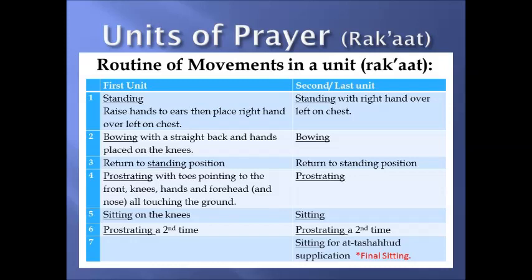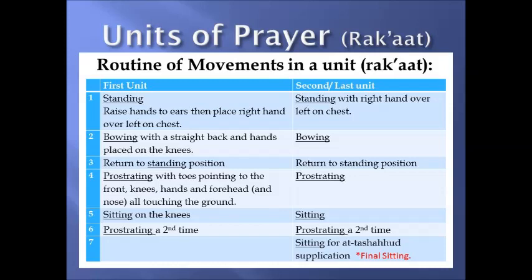In the first unit, you stand, raise your hands to your ears, then place your right hand over the left on your chest. Second, you bow with a straight back and hands placed on the knees. Third, you return to the standing position. 4, you prostrate with your toes pointing to the front, knees, hands and forehead with the nose must all touch the ground. 5th, sitting on the knees. 6th, prostrating for a second time.